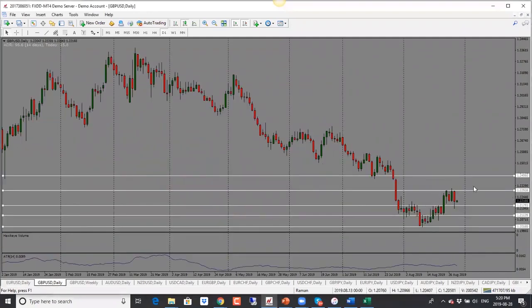Pound dollar, this one has also been trading in this range. We have just seen price go back and forth. This one is getting impacted by Brexit comments. So again, keep an eye on the news and see what kind of comments come up.